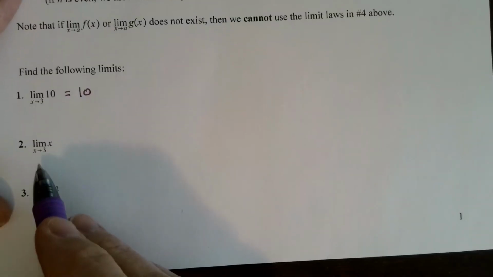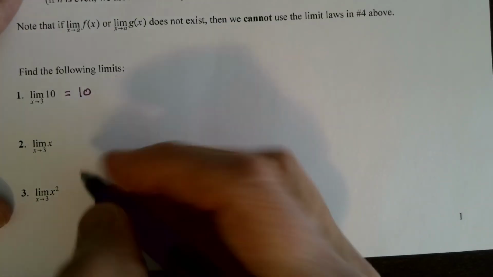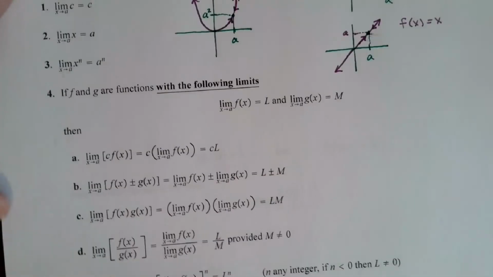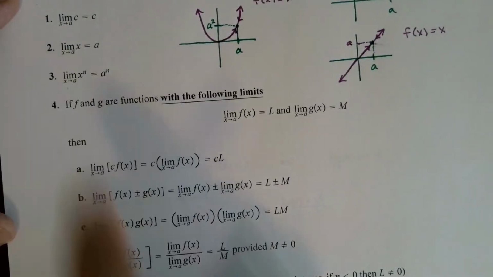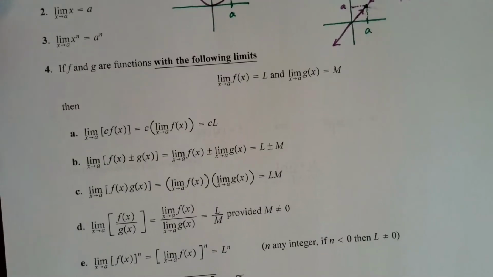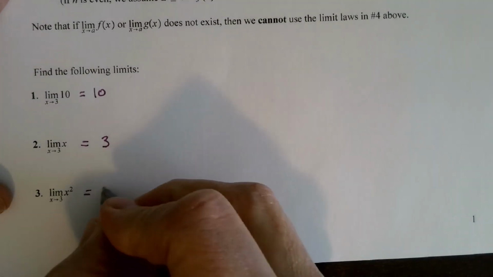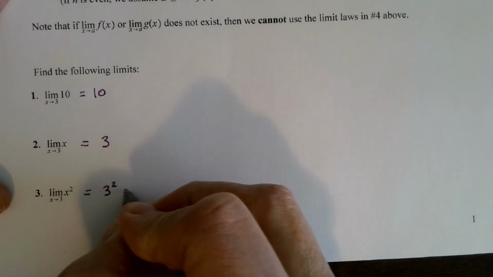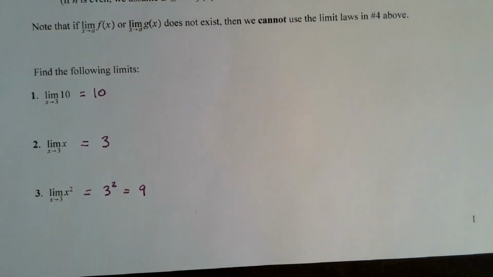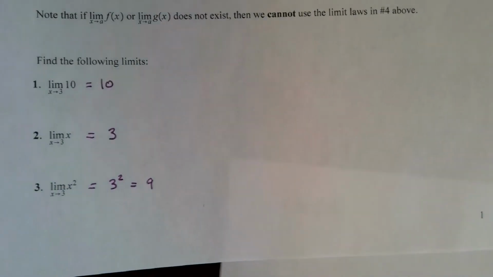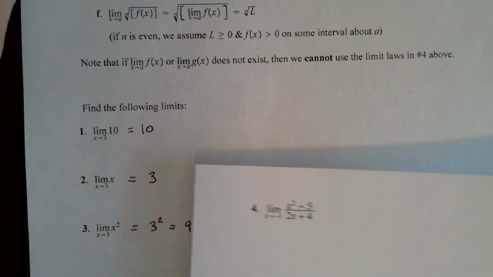The limit as x approaches 3 of x is just going to be 3. And that's using this second limit law right here. And then obviously we're going to use number 3 here for this last one. The limit as x approaches 3 of x squared is 3 squared, which of course is 9. So very easy to find these limits. These are basic limit laws. They are very basic and easy. Okay, let's look at some other.